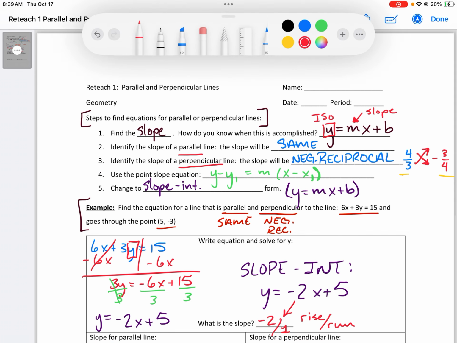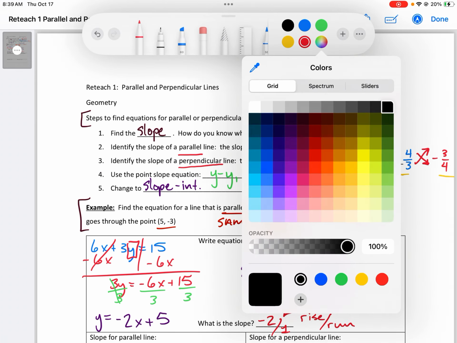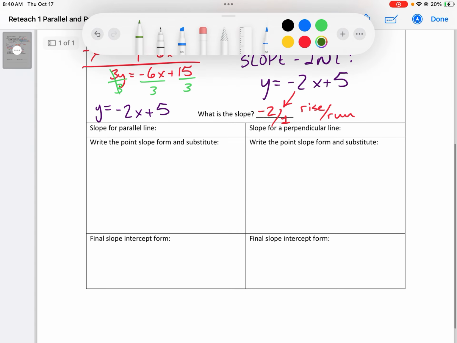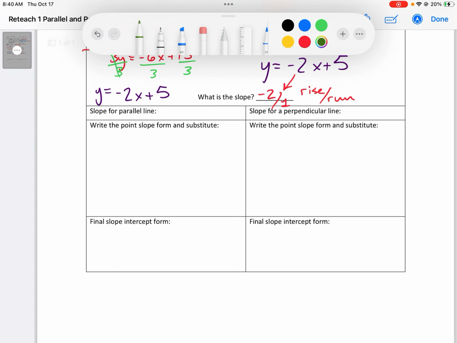Like we said earlier, the slope for the parallel line is going to be the same.